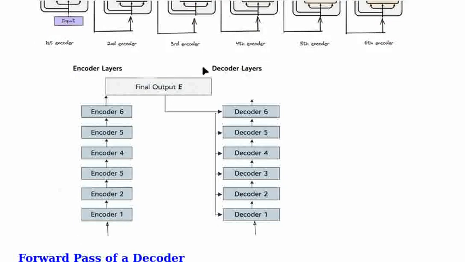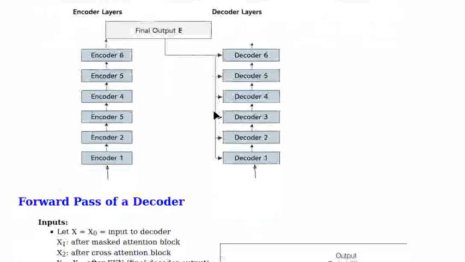So it looks like this. These are encoder layers, and these are decoder layers. Decoder 1, the output goes to decoder 2, and so on. And the final output is E. So E will go to each of the decoders: decoder 1, decoder 2, decoder 3, and so on up to decoder 6. And these are done in parallel.